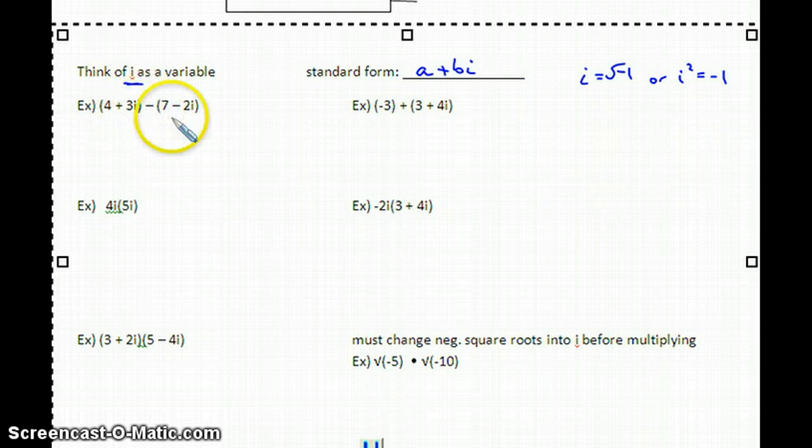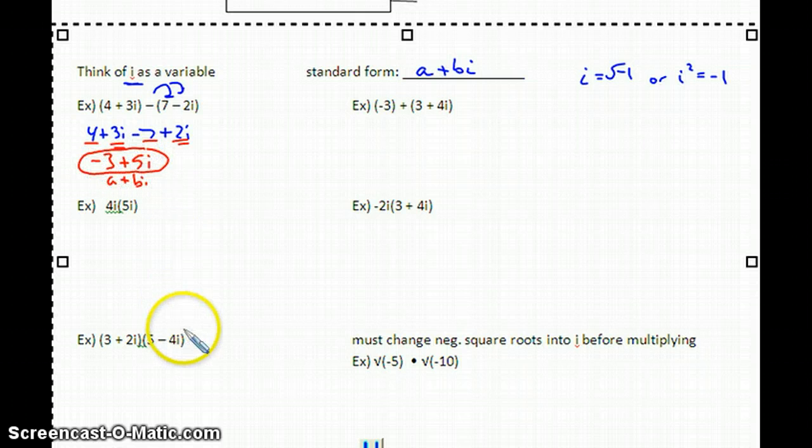If I asked you to subtract complex numbers, one complex number minus another, you would use the distributive property. So you wouldn't really need the parentheses in the first set. You would end up with a negative 7 plus a 2i, and you would just go through and combine your like terms. 4 minus 7 is negative 3, 3i plus 2i makes 5i. Again, you want to give your final answer in standard form, a plus bi, so this already is in that form, and I don't have to do anything to it.